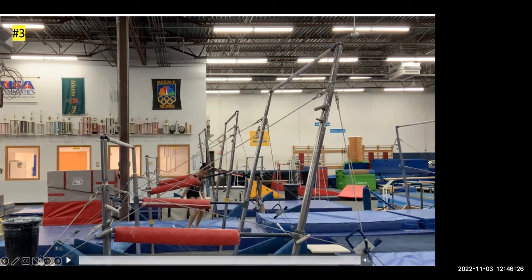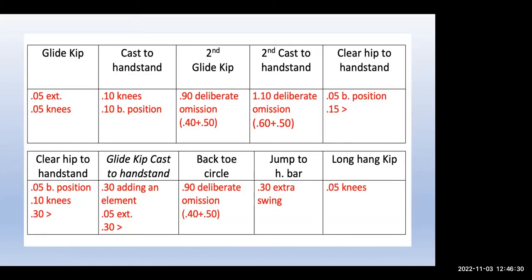Okay, there were some errors there. So kip cast, and obviously we're looking at deliberate omission of the kip cast. And then we had the clear hip. Her angle of completion was low. The second one was worse, so we had even 3 on the second one.